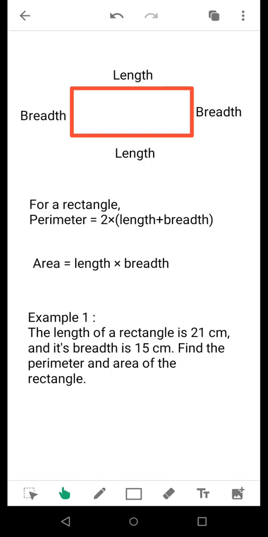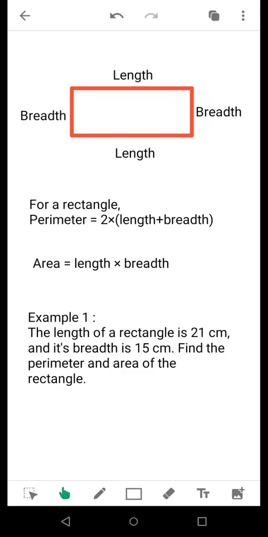This is the formula for finding the perimeter of a rectangle, that is 2 multiplied by the sum of length and breadth. Coming to the area, the formula for the area is length multiplied by breadth. These are the basic formulas for finding the perimeter and area of a rectangle. Now, let us solve an example to understand how to calculate them.